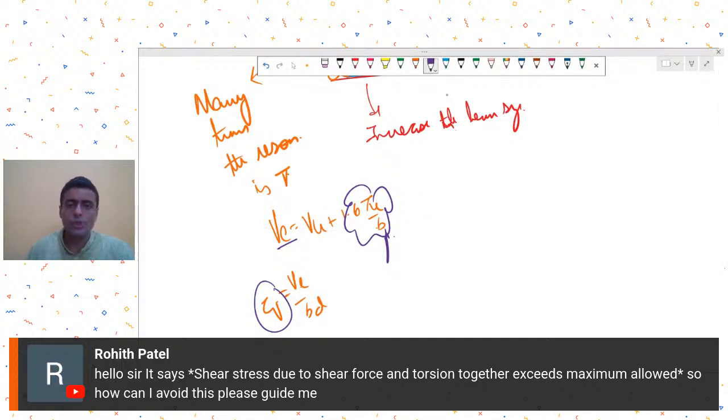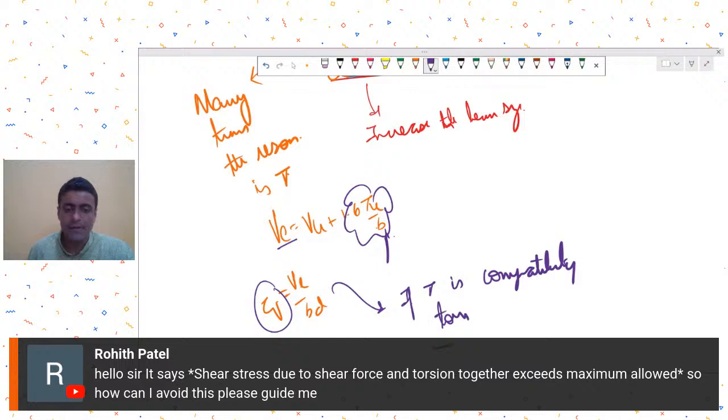If this torsion is a compatibility torsion, you can take this call and apply torsion modifiers, and rely on the other design actions to take that compatibility torsion. So you need to first investigate whether your torsion is a compatibility torsion or an equilibrium torsion.